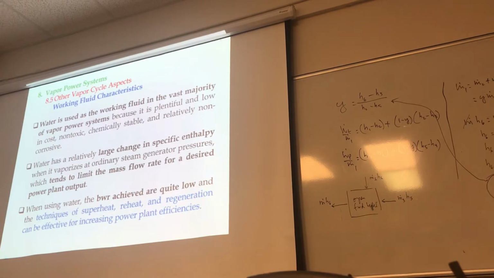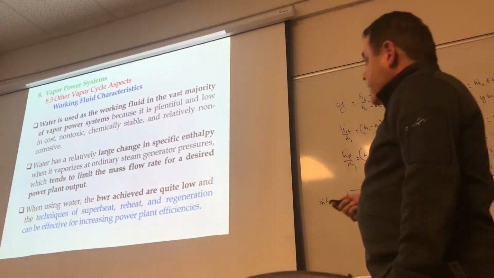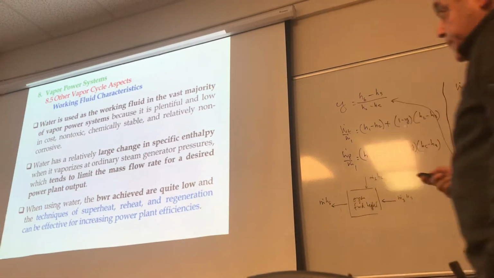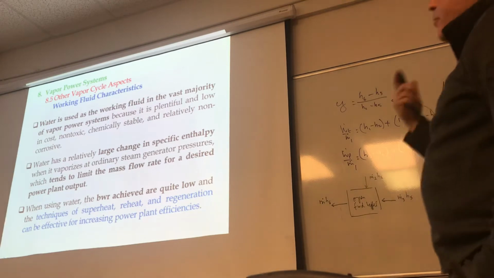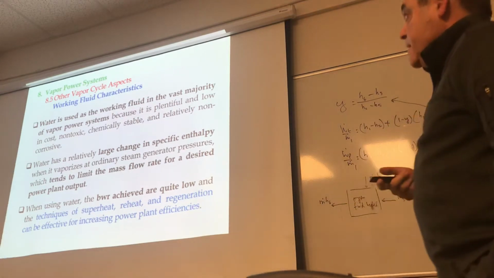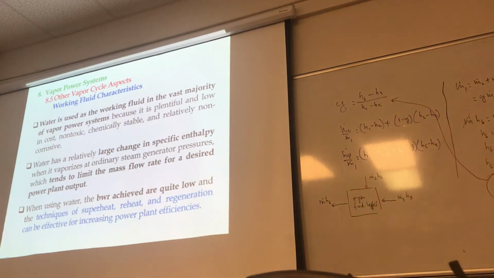Getting on now to section 5, a couple of things. We talked about water as being the working fluid in the vast majority of vapor power systems, and that's what we will be using. Why is it? Because it is plentiful, it's low cost, non-toxic, it is chemically stable, and relatively non-corrosive.